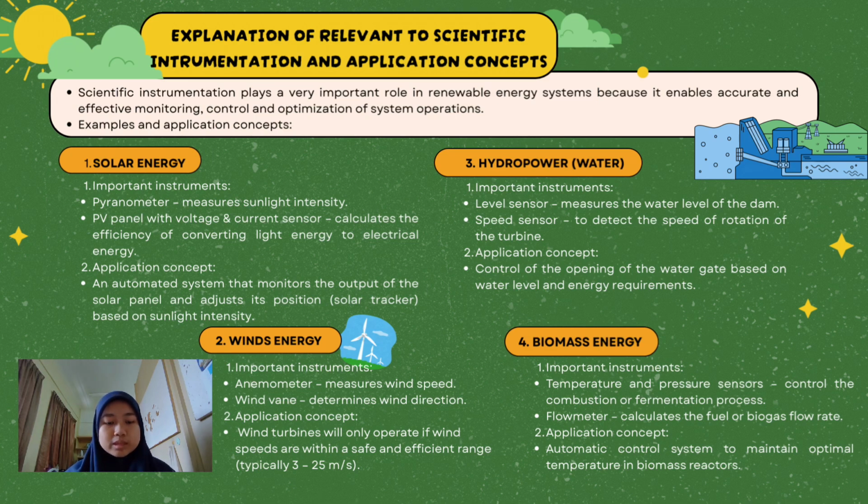The important instrument is the anemometer that will measure wind speed. Next, we have the wind vane that will determine wind direction. And the application concept is that the wind turbine will only operate if wind speed is within a safe and efficient range, typically 3 to 25 meters per second.